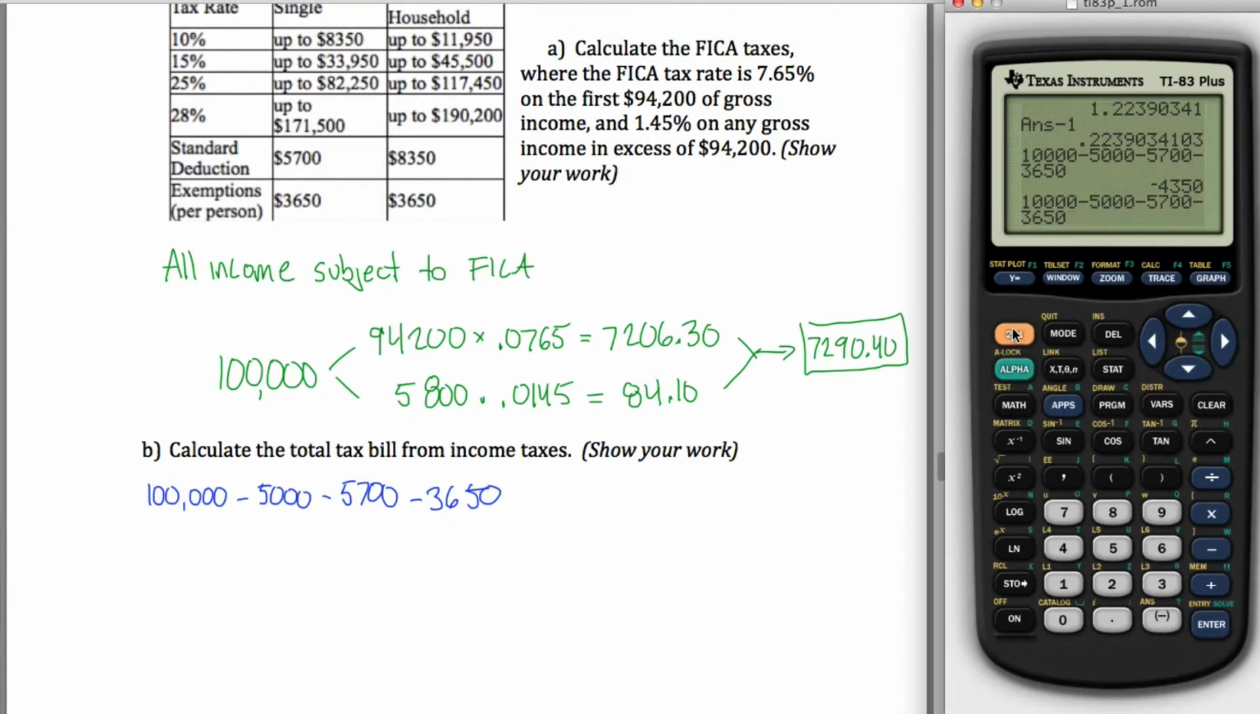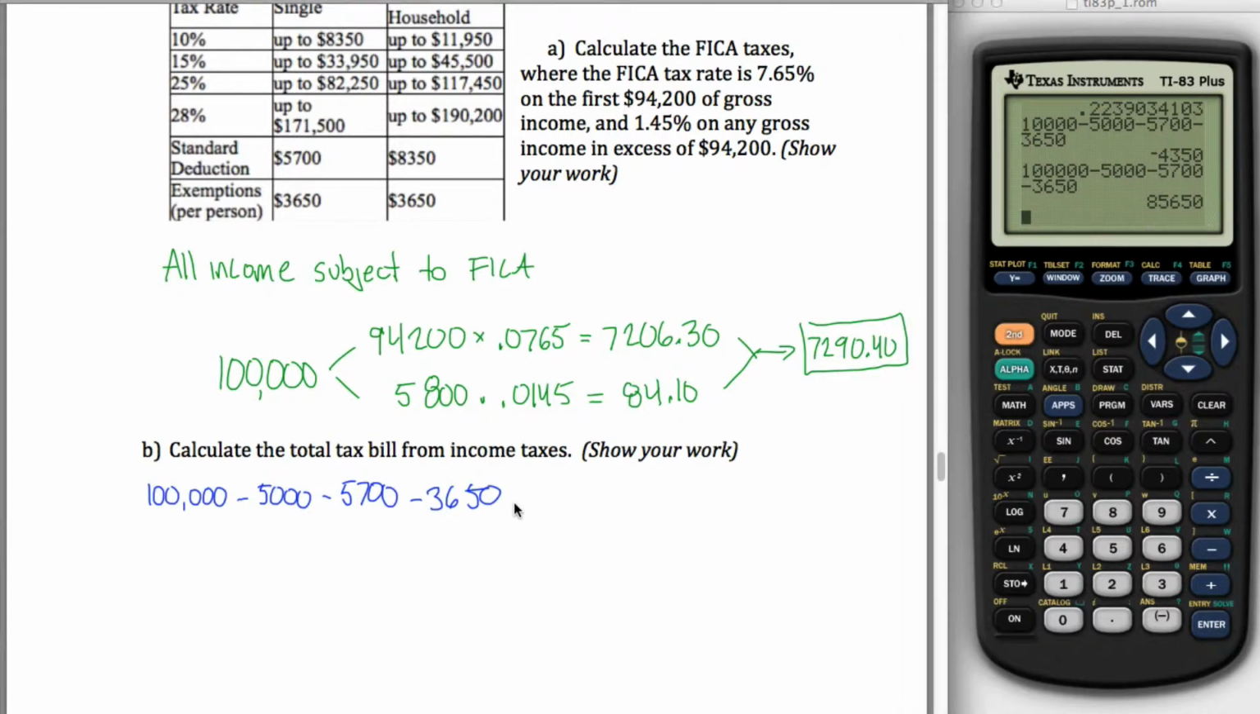Let me try that again. If you ever screw something up like that, if you hit second and then enter, it'll pull up the last entry. I typed in 10,000, I meant 100,000. So I'll go up here and hit insert 0. Now I don't have to retype the whole thing over again. Get this answer: 85,650. This is my taxable income. Note I didn't do that in FICA because all income is subject to FICA, but for income tax only taxable income is subject to it. So I have $85,650 that are going to get taxed.